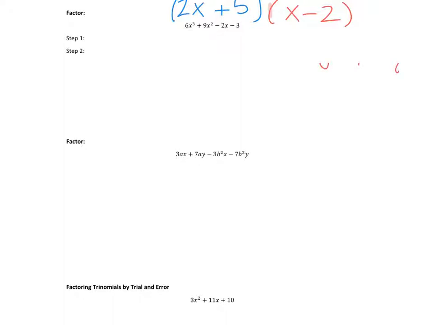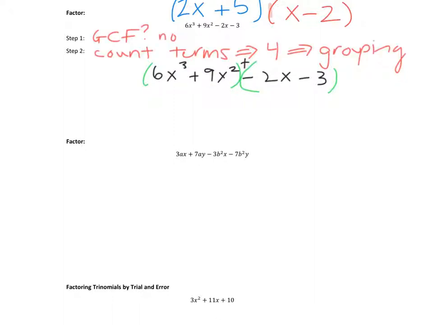All right, so it's important to count the terms. That tells you your strategy. This one's a little bit different because our second group of 2 has a negative in front of it. So we, again, group 2 groups of 2, but the second group starts with a negative 2x. So we're going to get that negative in the parentheses. So we can think of this as like adding a negative number.